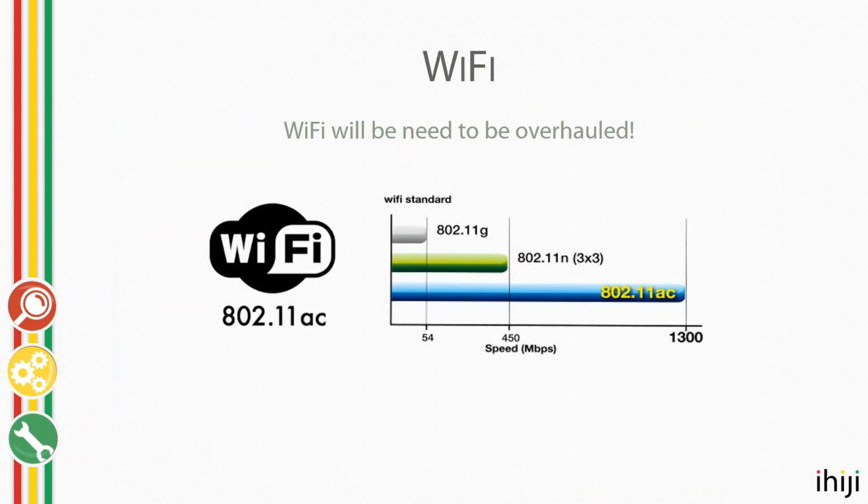And finally, your Wi-Fi needs to be overhauled. With gigabit, Wi-Fi obviously is a concern, so there's 802.11ac meant to address that.